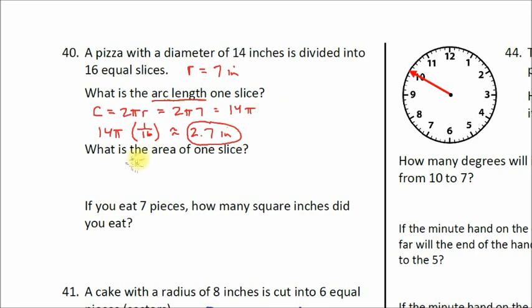Alright, let's take a look at the second part. What is the area of one slice? The area, that's going to be a sector, and that's a piece of the area. We got to find the whole area first. Area is pi r squared, which is going to be pi times 7 squared, which is 49 pi. There's the whole area. Now I'm going to take the whole area, 49 pi, and multiply it by the part of the area I want, which is 1 slice out of 16, or 1 over 16.